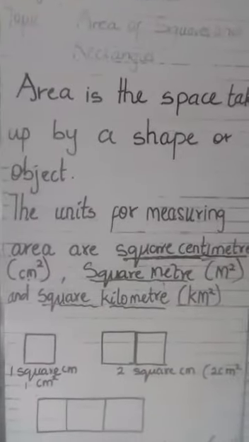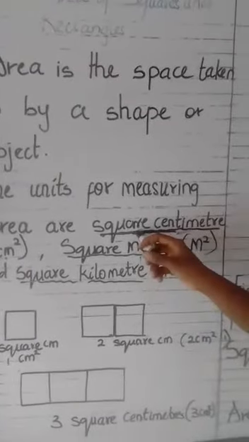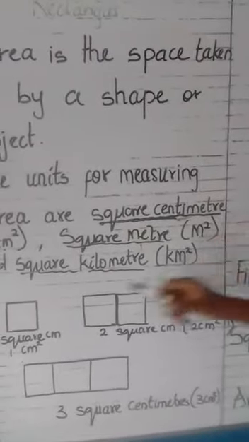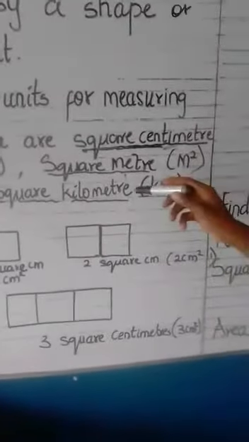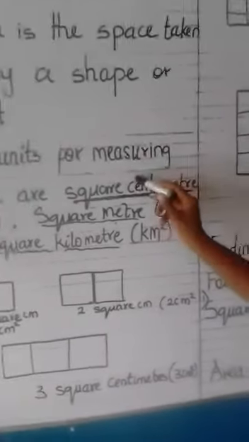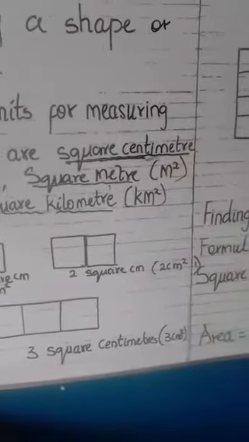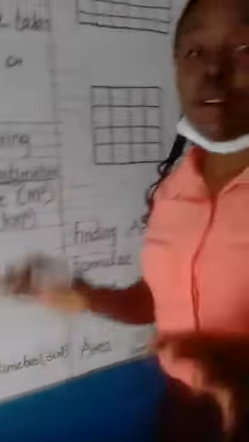Now there are various units for measuring area. We have the square centimeter, which is known as cm squared, the square meter, known as m squared, and the square kilometer, known as km squared. Now, the one we mostly use is cm squared. We also use m squared occasionally, but we rarely use kilometer square for our stage.